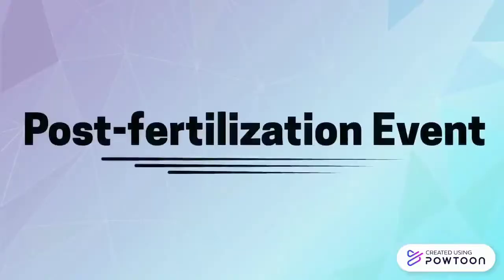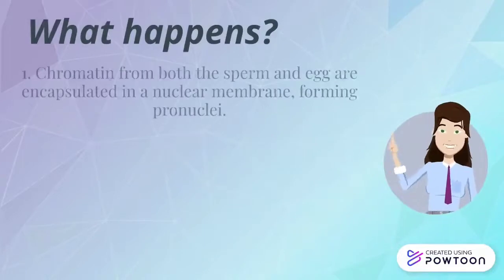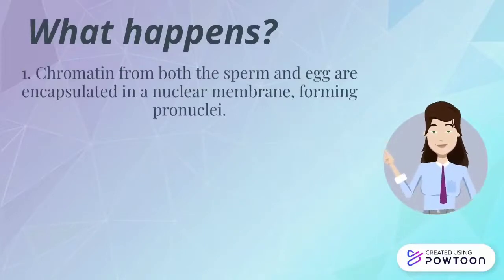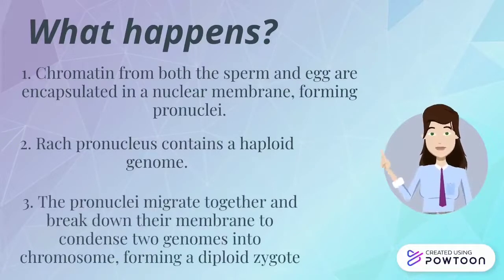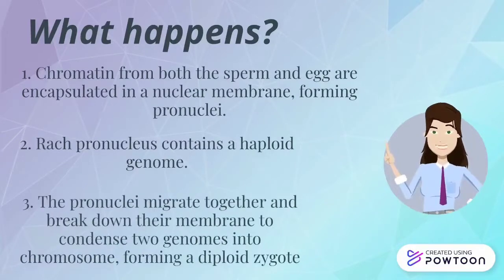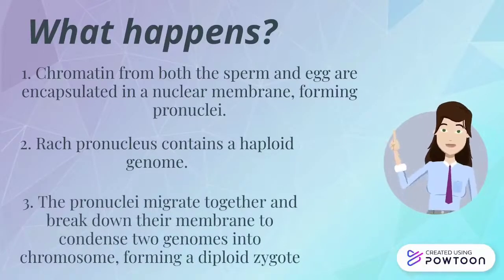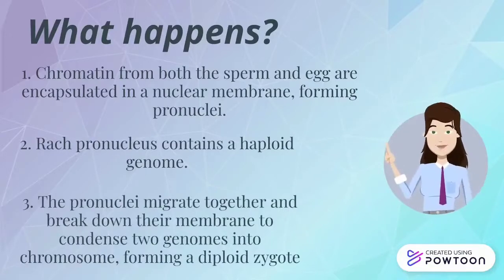For the post-fertilization event, what happens? The chromatin from both the sperm and egg are encapsulated in a nuclear membrane, forming pronuclei. Each pronucleus contains a haploid genome. The pronuclei migrate together and break down their membranes to condense the two genomes into chromosomes, forming a diploid zygote.